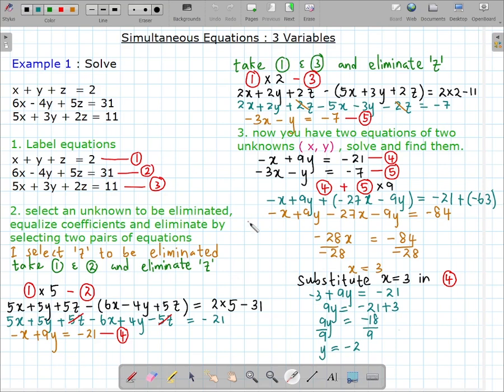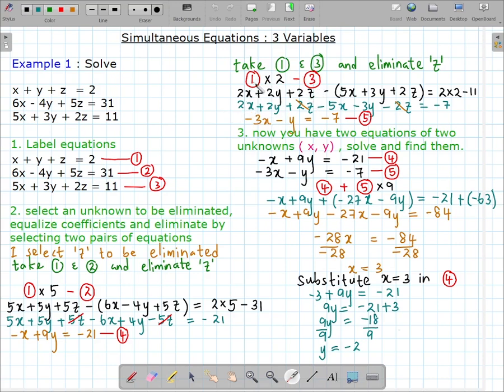Then we have to take another pair of equations and eliminate z. So I select equation 1 and equation 3 and eliminate z. If you take equation 1 and equation 3, the z coefficients are 1 and 2. So the first equation we have to multiply by 2 to make the coefficients equal. So what I'm going to do is equation 1 multiplied by 2 and subtract equation 3.